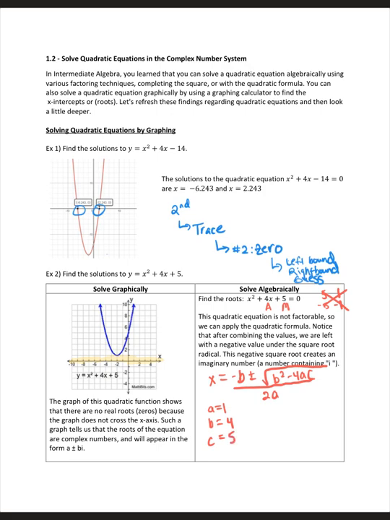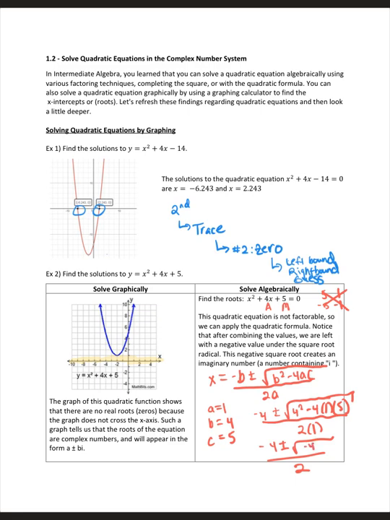So I'm going to substitute those three values in for A, B, and C. So I get opposite of B, so the opposite of 4 is negative 4, plus or minus the square root of 4 squared minus 4 times A times C, all over 2A, or 2 times 1 in this case. Negative 4 plus or minus, let's clean this up. 2 times 1 on bottom is 2. I have 16 minus 20, which is negative 4.